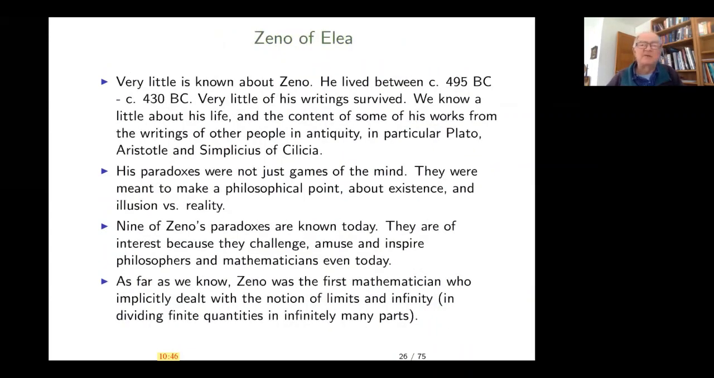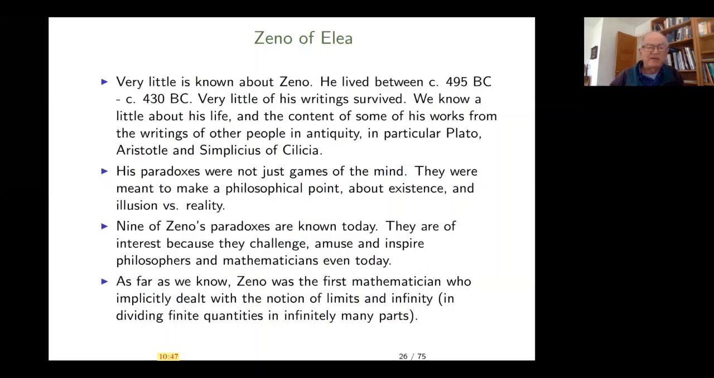So a few words about Zeno. Very little is known about him. He lived between 495 and 430, around those dates, and very little of his writings survived, and we know about his life and about his writings from works from other people in antiquity, from Plato, Aristotle, and Simplicius of Cilicia. His paradoxes were not just games of the mind, like they would be today. They were very serious philosophical points about existence, reality. 9 of Zeno's paradoxes are known today, all from Aristotle's works.